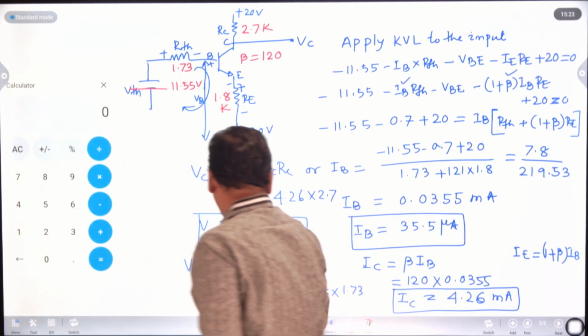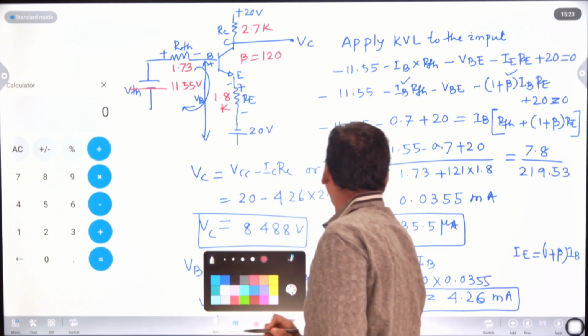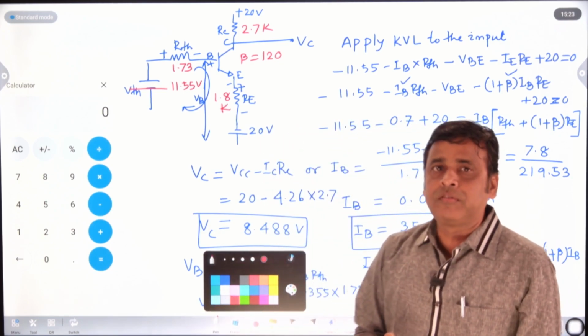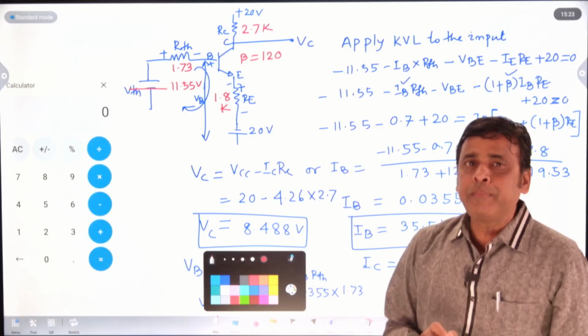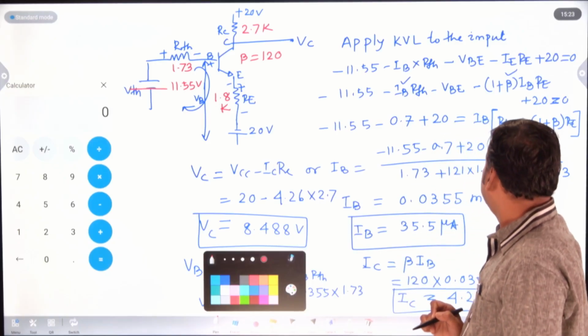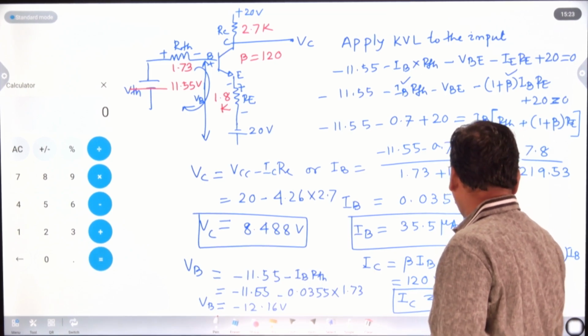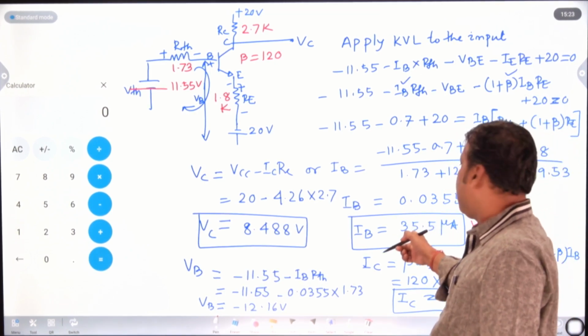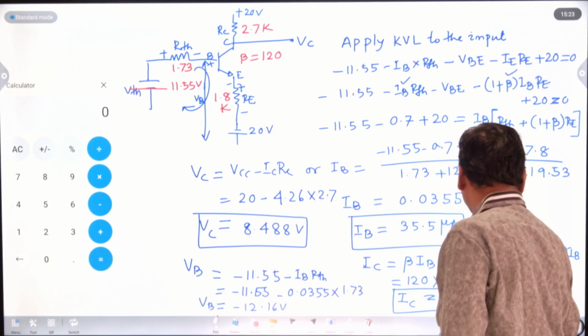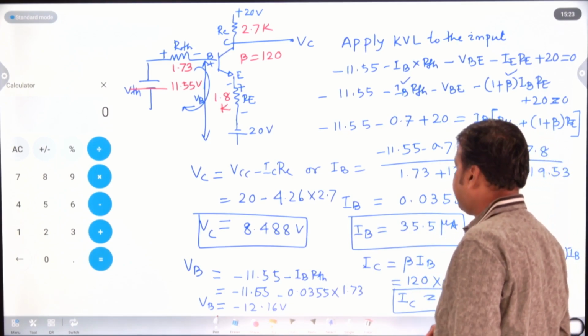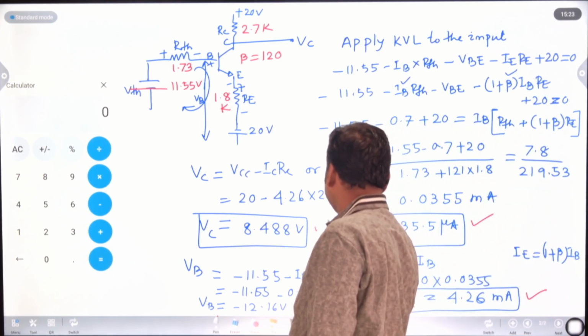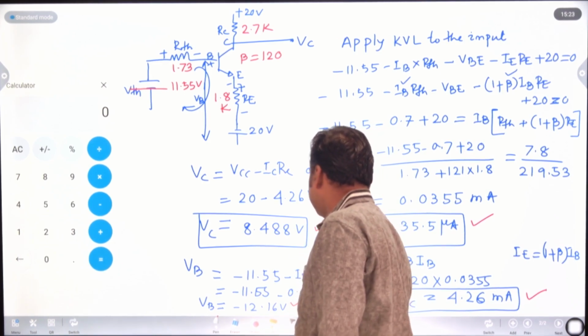Okay. So here the question asked us to find out the DC current and DC voltages. Find IB, IC, VC and VB. IB we already got as 35.5 microampere. IC equal to beta into IB, so IC equal to 4.26 milliampere. And VC is your 8.488 volt. And VB equal to minus 12.16 volt.